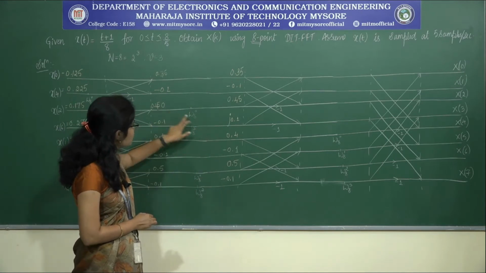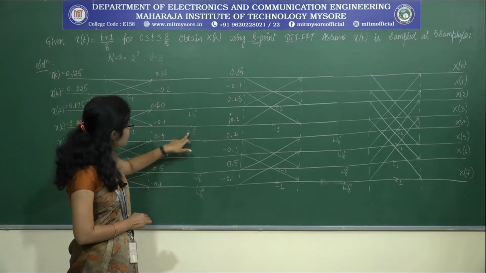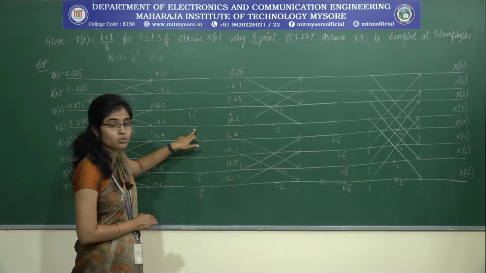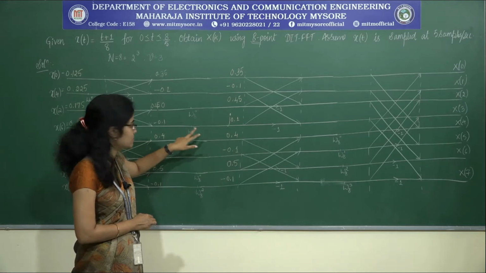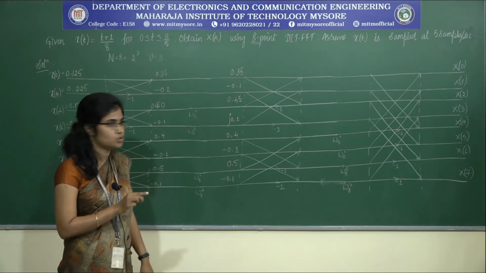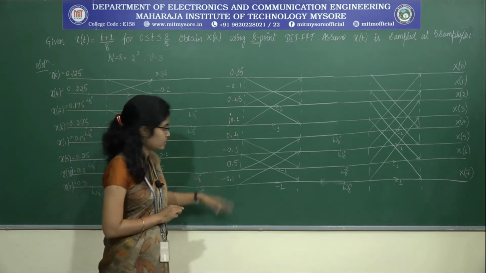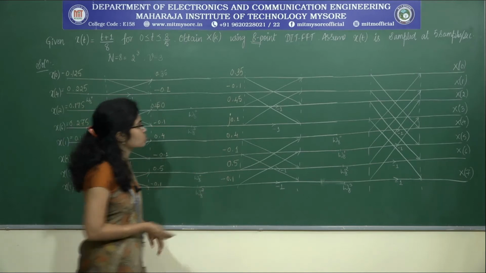What I have done is this should be multiplied with 1 and you get the same thing, and this has to be multiplied with omega 8 power 2. Omega 8 power 2 is nothing but minus j. So multiplying minus j to this, it gives us minus j 0.1. Minus into minus becomes plus. I have written here the same thing, I have done for these two things also.